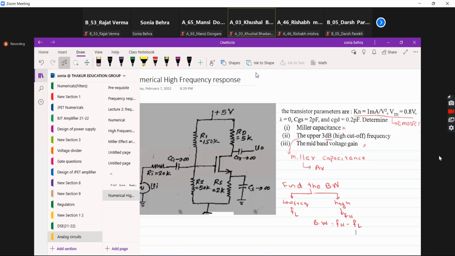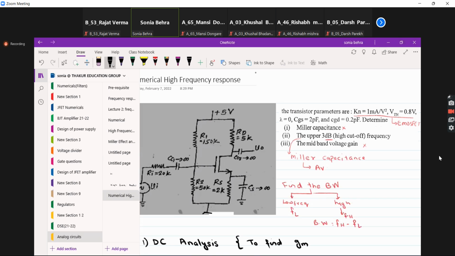Yes. So we will start with this numerical. What is given and what we have to do in this numerical. First of all, the first step which we have to do is the DC analysis. Why do you have to do the DC analysis? Because you have to find the value of GM. You have to do DC analysis to find GM.